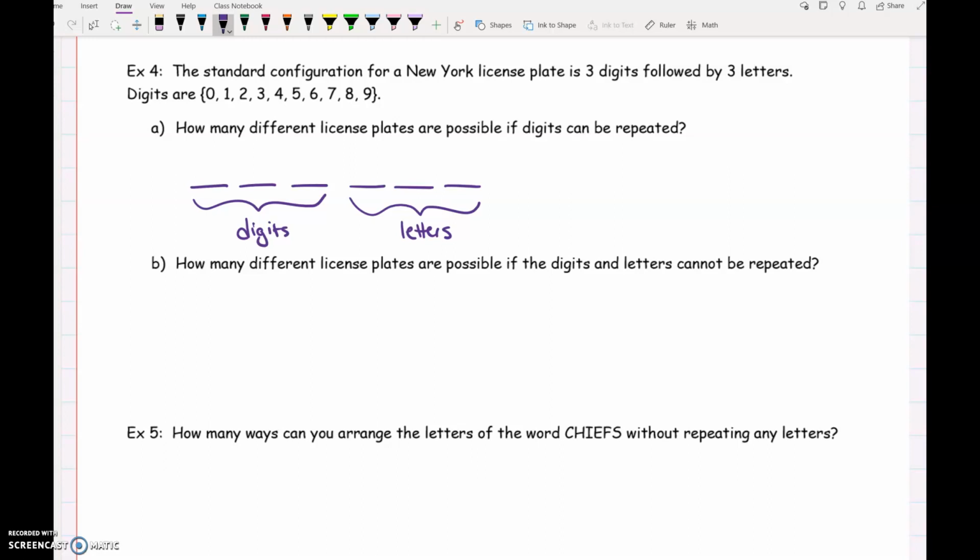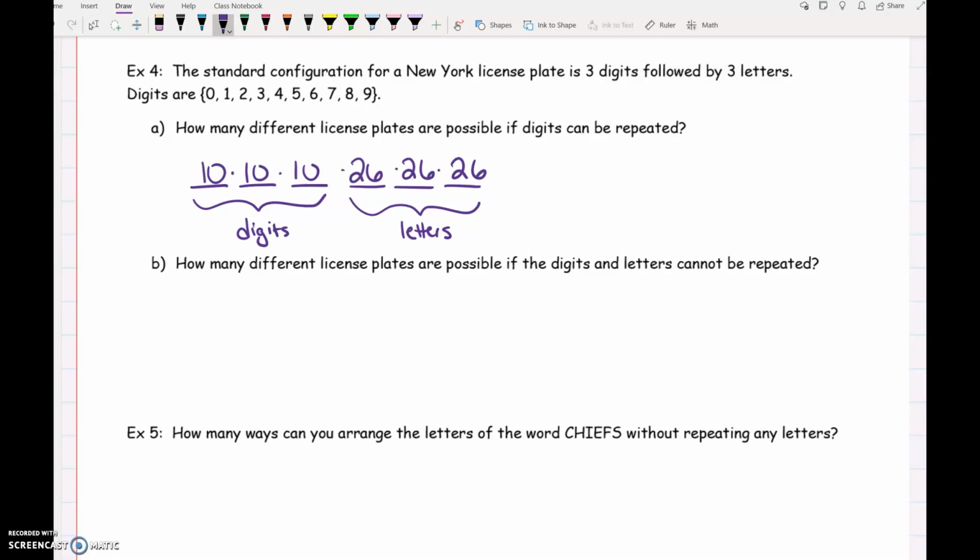So for the first digit on the license plate, how many digits are there that we could use? There's 10. For the second digit on the license plate, how many digits are there that we could use? 10, 10. Next, we look at the letters. How many letters are in the English alphabet? 26. So there are 26, 26, 26.